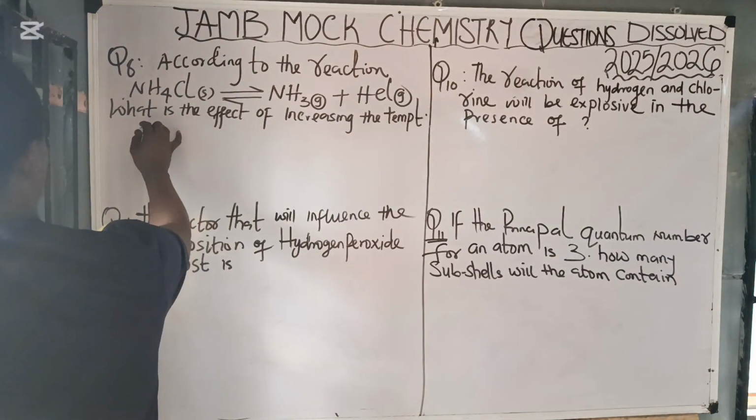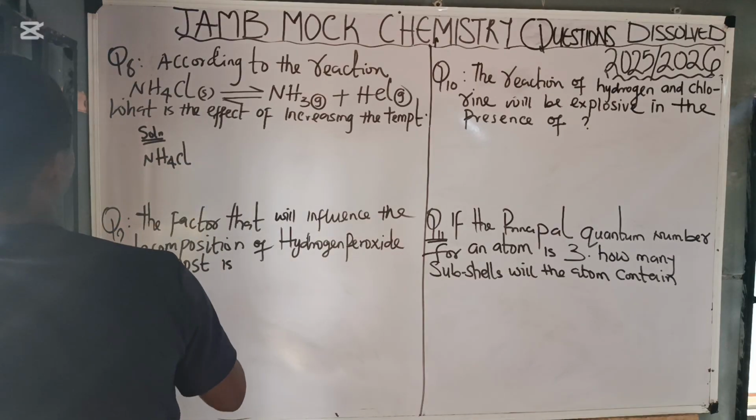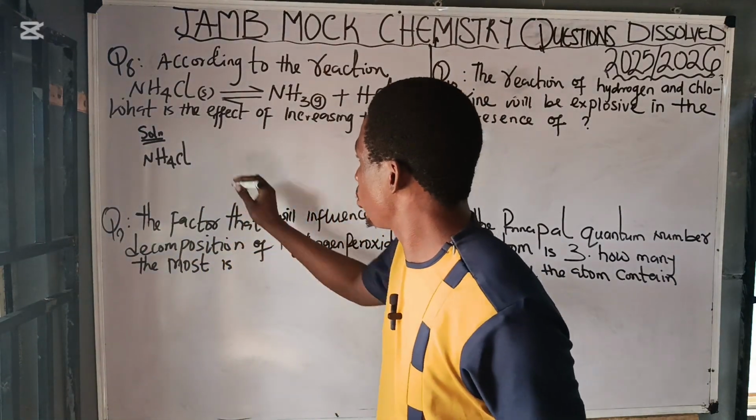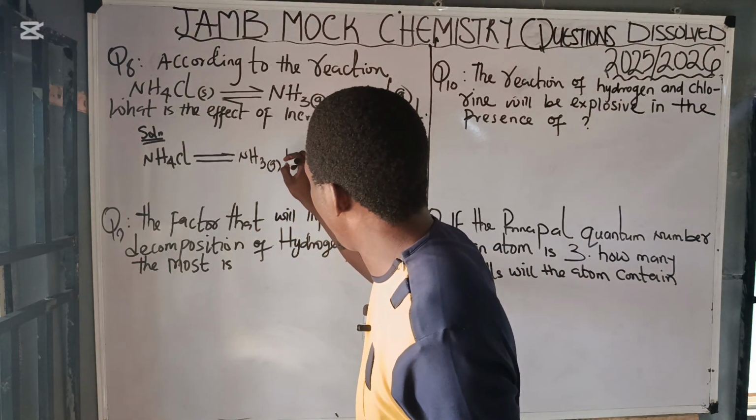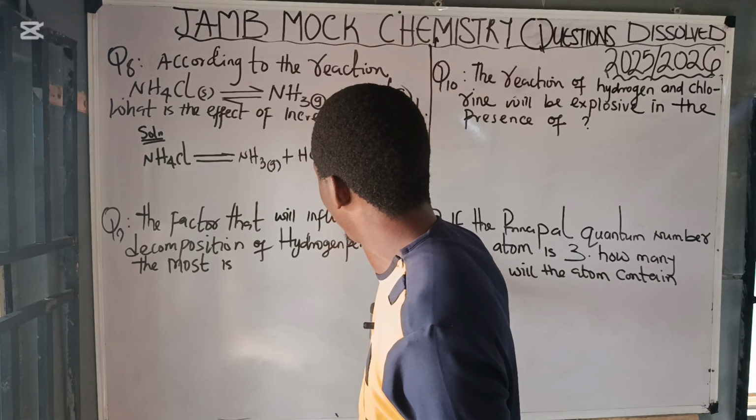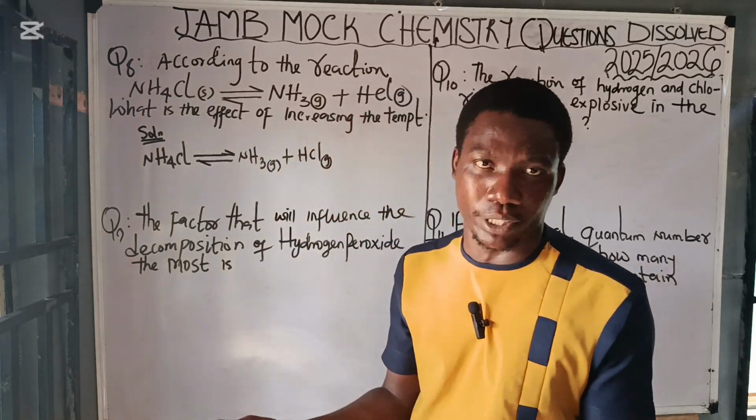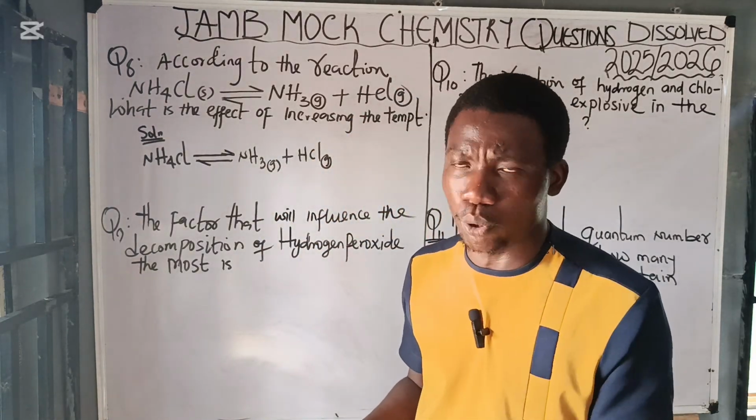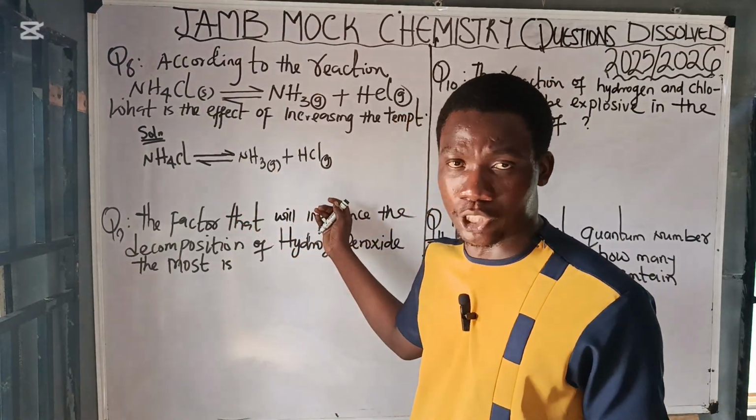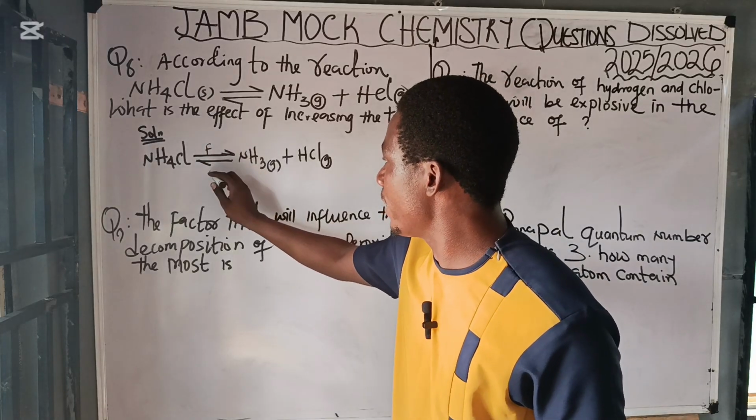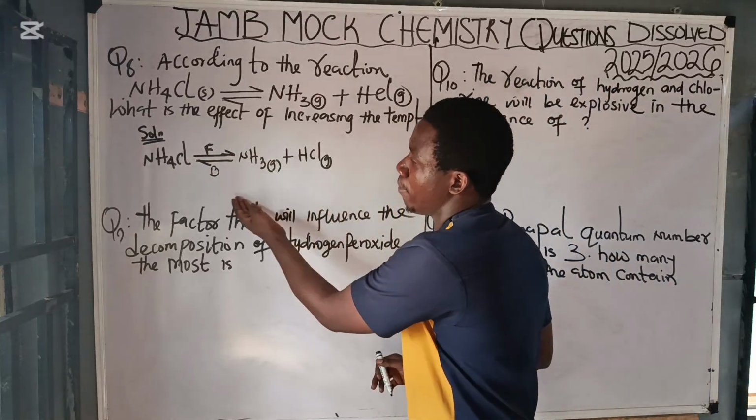You see that the reaction on the board is the decomposition of ammonium chloride. Yes, ammonium chloride decomposed to give you ammonia, NH3 gas, and hydrogen chloride gas. Okay, now these are the products. First of all, we weren't told if the reaction is endothermic or exothermic, but we do know that the reaction is what? Reversible, because it proceeds from both directions. This is the forward reaction, while this is the backward reaction. Take a look at this carefully. You have the forward reaction, then you have the backward reaction.